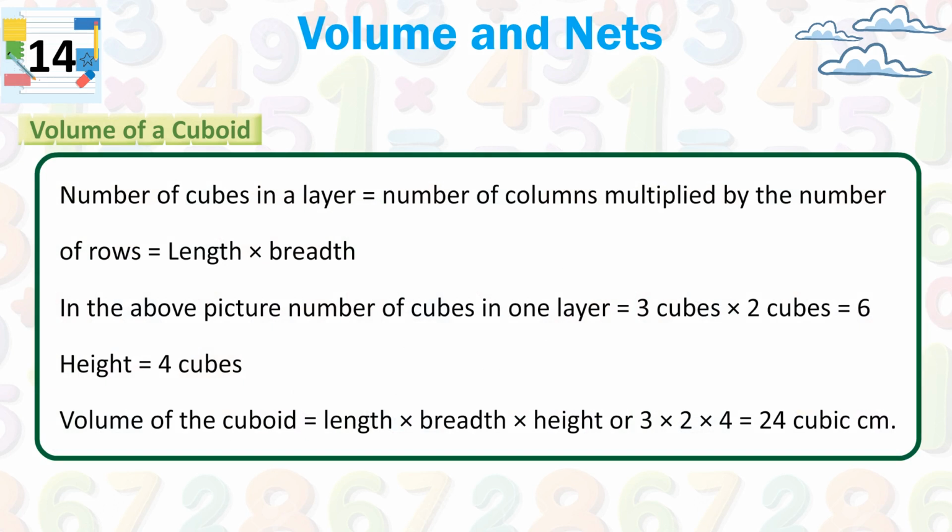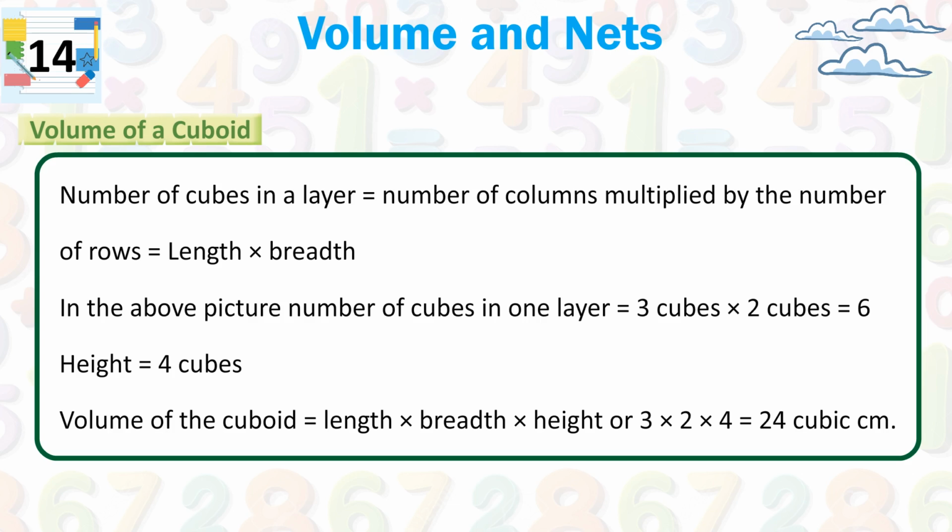In the above picture, the number of cubes in one layer is equal to 3 cubes into 2 cubes, which is equal to 6. Height is equal to 4 cubes. Volume of the cuboid is equal to length into breadth into height, or 3 into 2 into 4.